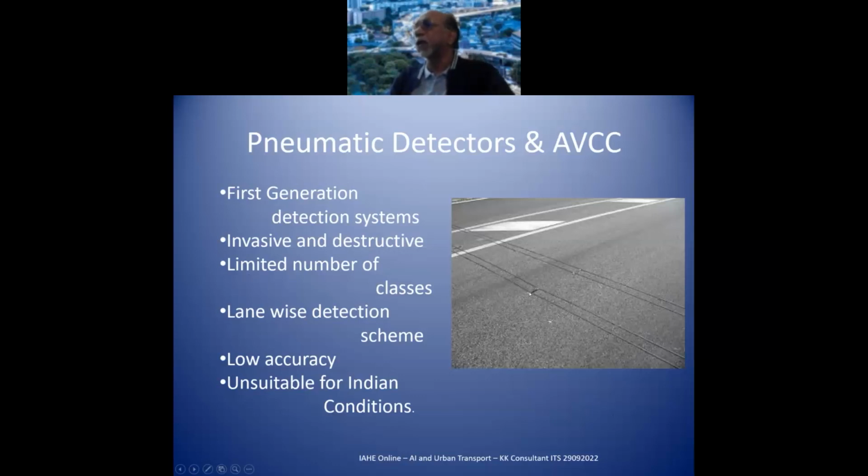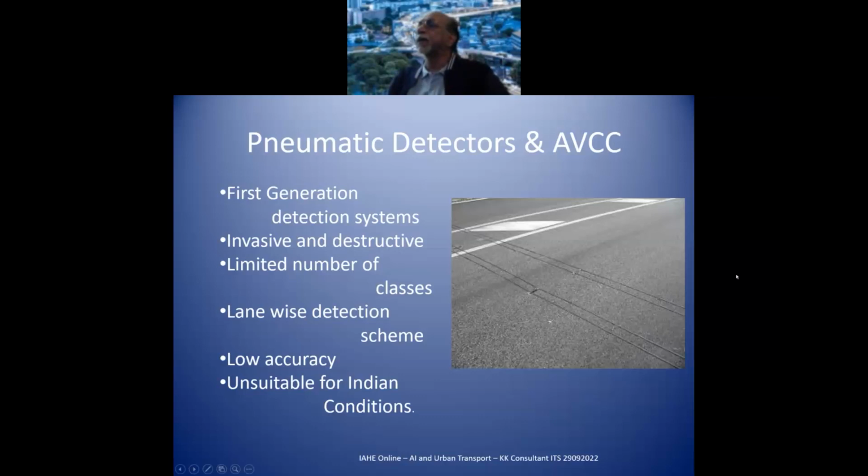You will find many of the NH roads and others still use this kind of very outdated technology for traffic management. What happens here is, we have pneumatic rubber tubes through which some air passes. These are invasive and destructive. They are fixed on the road using clips which disturb the surface. When vehicles pass over these tubes, there is a difference in pressure, and there is some electronics at the other end which senses this change in pressure and turns it into traffic data.